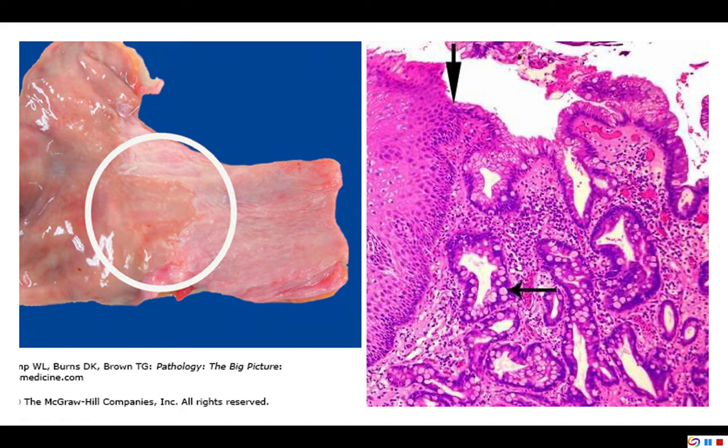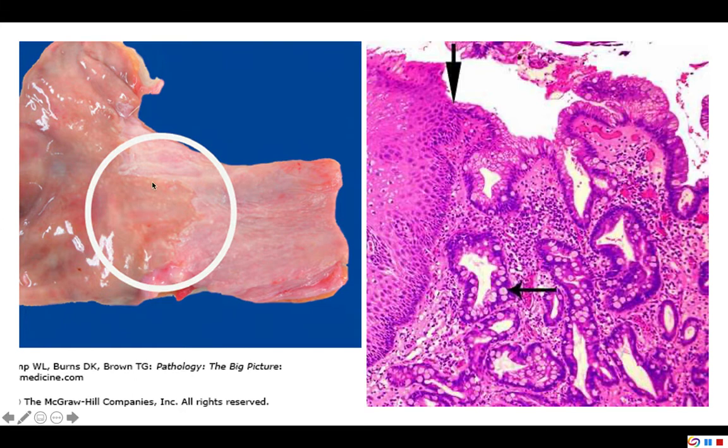So what happens is over time, if you're refluxing that acid up into the esophagus, this epithelium here is going to undergo a change to adapt and withstand that acid. And so it's going to change from its normal stratified squamous epithelium, and it's going to be replaced by glandular epithelium. So this is going to be glandular metaplasia in the esophagus in response to that acid.